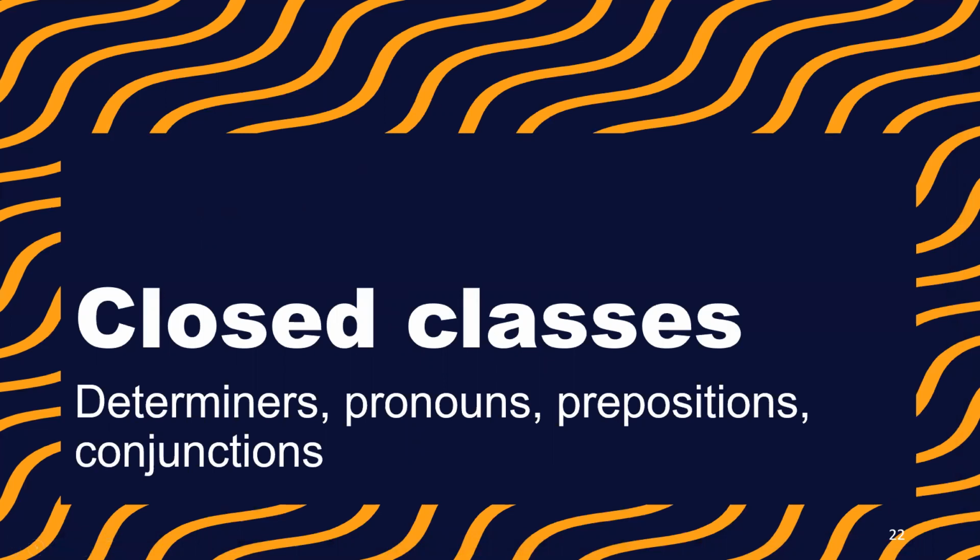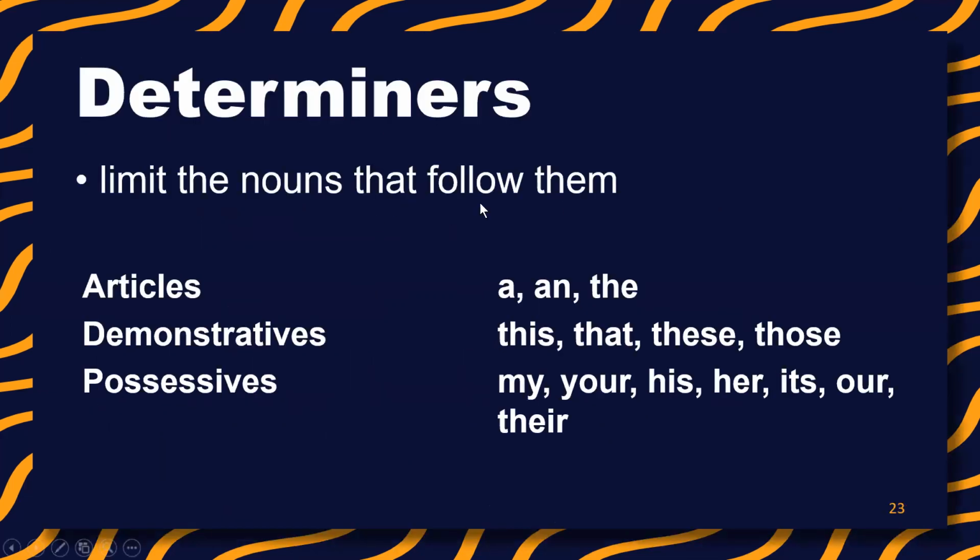So next, you also have your closed classes. Those were our examples for the open classes: nouns, verbs, adjectives, and adverbs. Now we proceed to the closed classes: determiners, pronouns, prepositions, and conjunctions. First, we have determiners. Determiners limit the nouns that follow them. For example, we have articles. We have three articles in general. Sorry, we have a, an, and the.